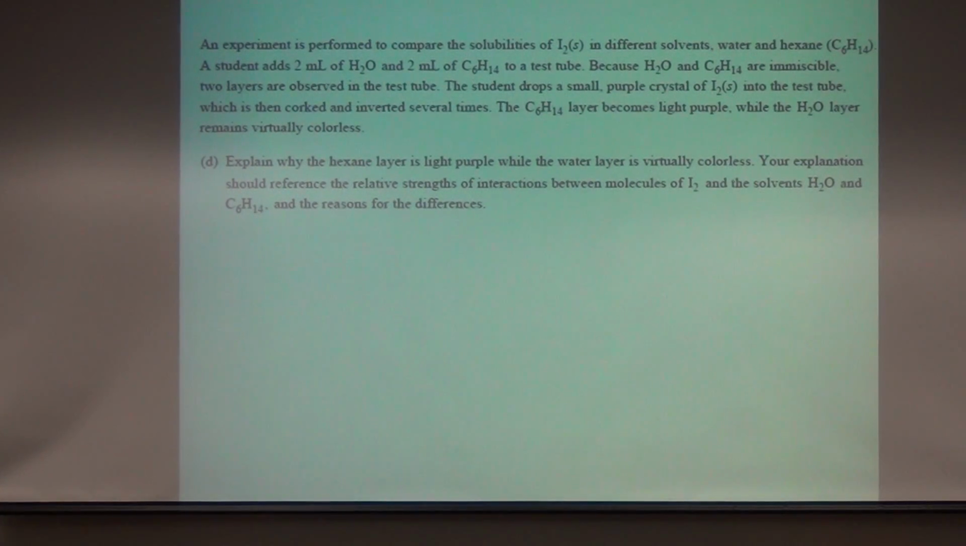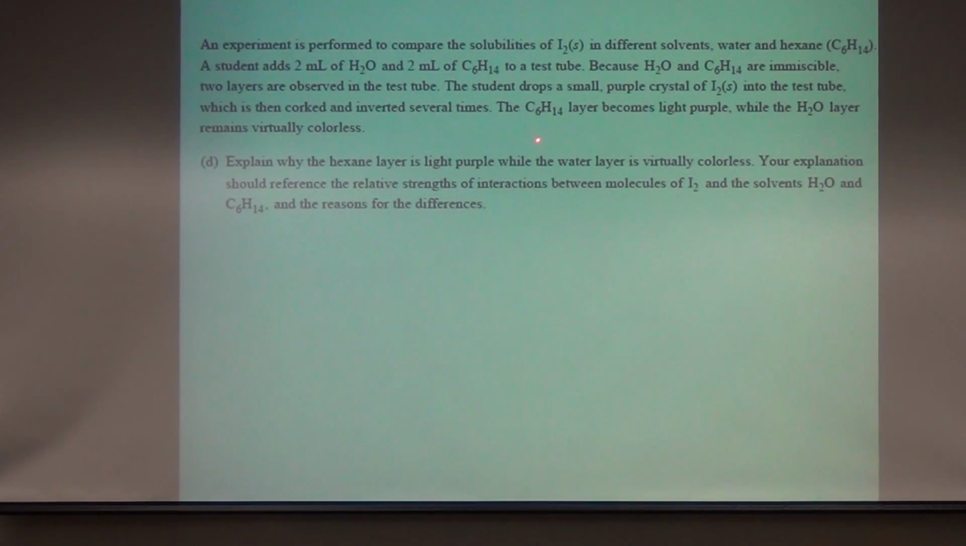All right. Quickly, what this is basically saying is that you put two solvents on top of each other, H2O and C6H14. They're immiscible, meaning they don't mix. That means that one's polar and one's not polar, by the way. Small drops of crystal are in there, in the test tube. They're purple. The C6H14 layer becomes light purple.